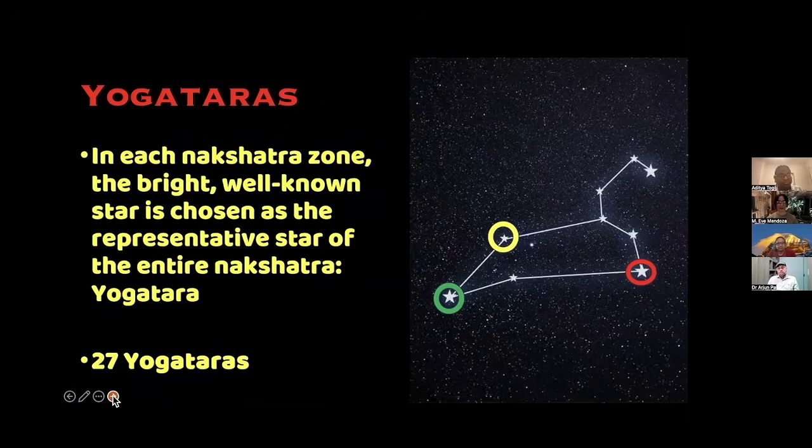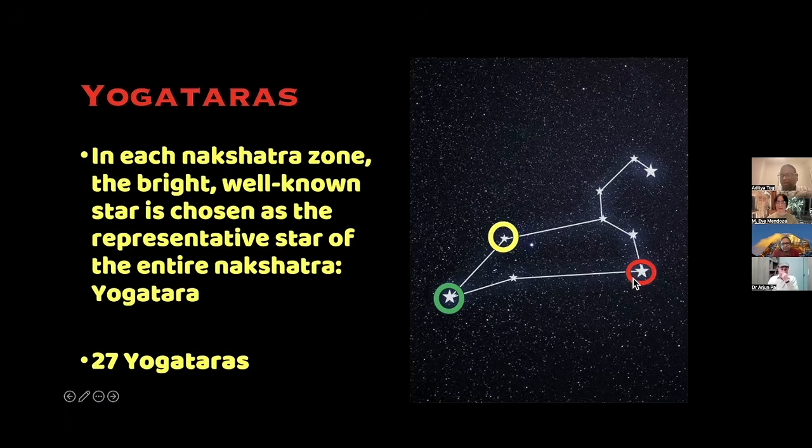We also know each nakshatra will have a yoga tara. Yoga tara is a primary star. For example, this is the Leo constellation, and this star is Magha on the neck of the lion. These two stars are for Purva Falguni. This is the Yogatara of Purva Falguni. This red one is Regulus. The yellow one is Purva Falguni. And the green one is Denebola, which is a star of Uttara Falguni. So you can see them in one constellation.